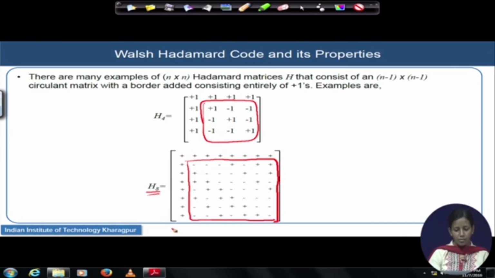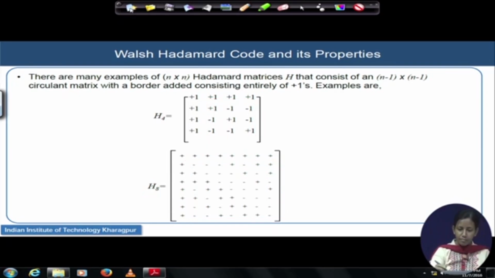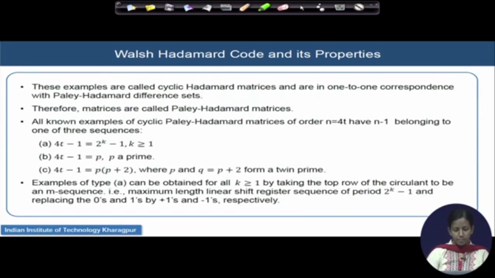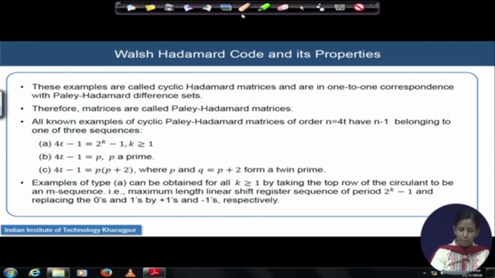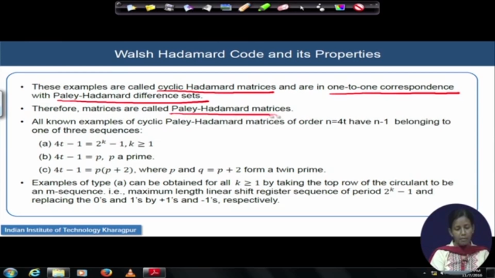So, like that you can check several Hadamard matrices, where you will see the matrix is constituted of an n minus 1 cross n minus 1 circulant matrix inside, where n is the order of the Hadamard matrix. These examples we are calling cyclic Hadamard matrices, and they have a one-to-one correspondence with the Paley-Hadamard difference sets. That is why sometimes we call them Paley-Hadamard matrices also.